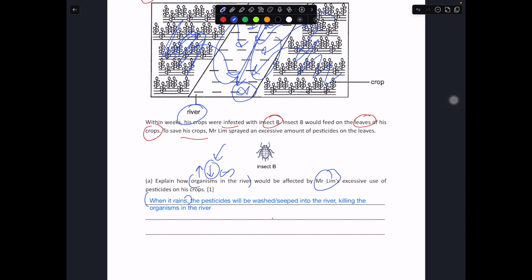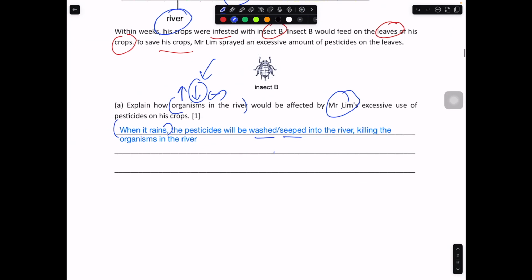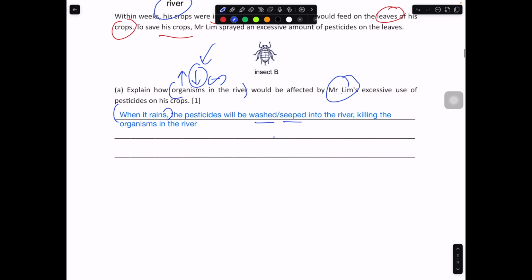Okay, so when it rains, the pesticide will be washed or seep into the river, killing the organism. Therefore, the population of the organism will decrease. If you want to add that, it's fine as well. Okay, so with that, this will be the main portion.